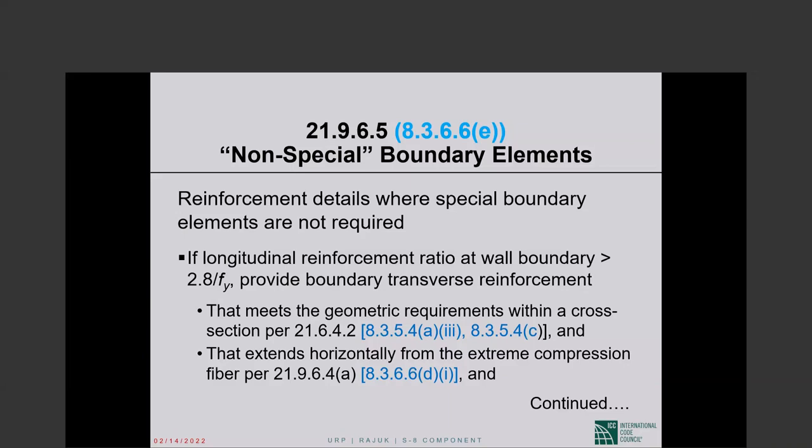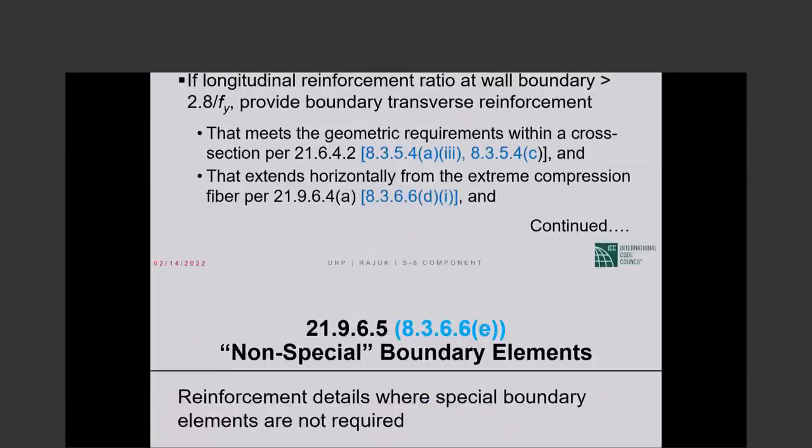What is non-special confinement? The same configuration. Every other bar laterally supported by a corner of a tie or a cross tie and so forth. Okay, configuration is the same. Spacing we will talk about in a second. The extent of the non-special confinement is the same as the extent of the special confinement. Okay, you go into the wall 1/2 of the neutral axis depth, or the neutral axis depth minus 1/10 of L sub w, whichever is the larger of the two.